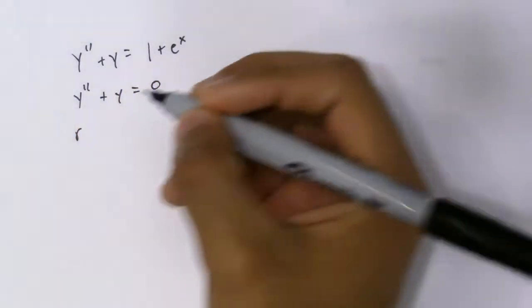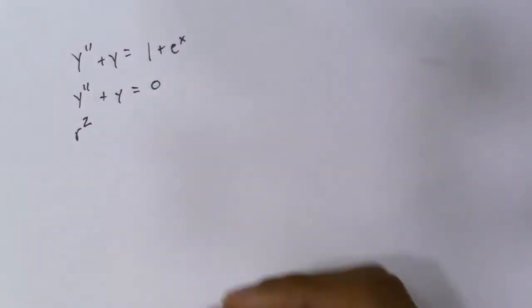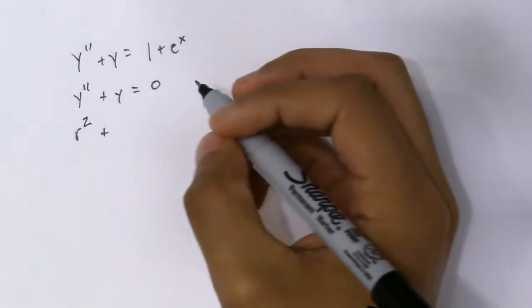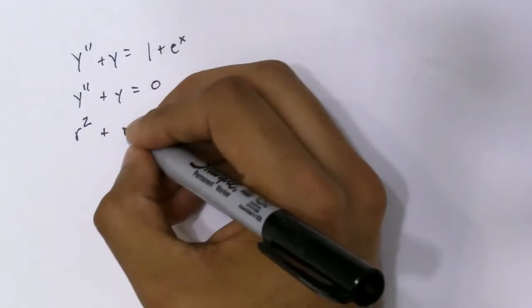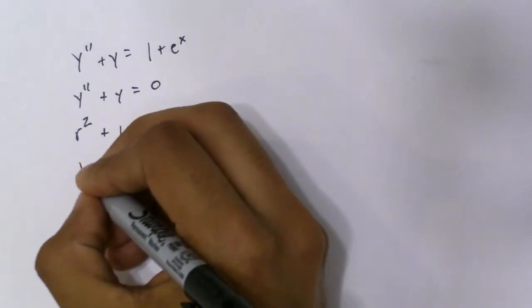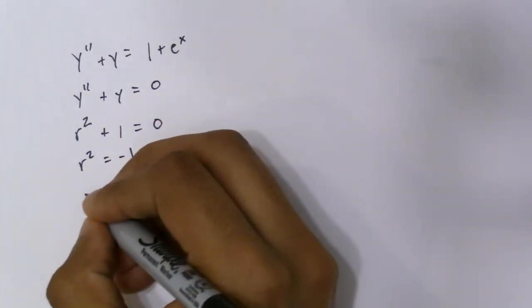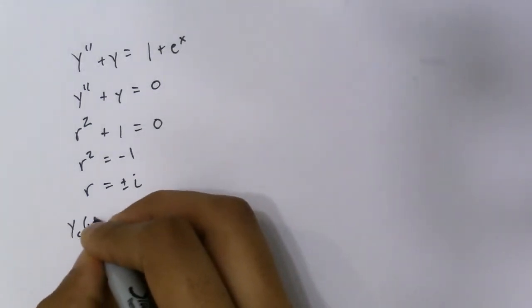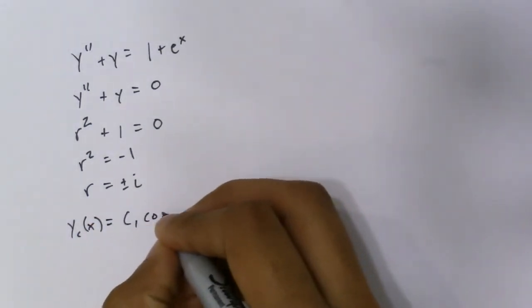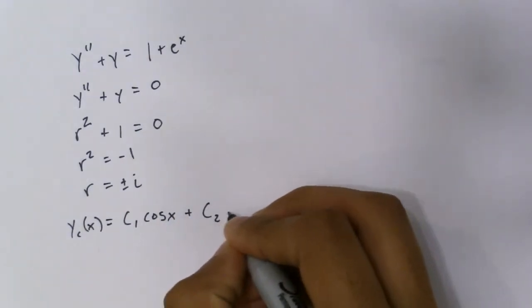which says that you take the quadratic related to the nth derivatives of the equation. You get this, and we simply solve for the roots of that equation. So you get this, and obviously that's plus or minus i. So from that, we can get a complementary solution such that we get this: c1 cosine x plus c2 sine of x.